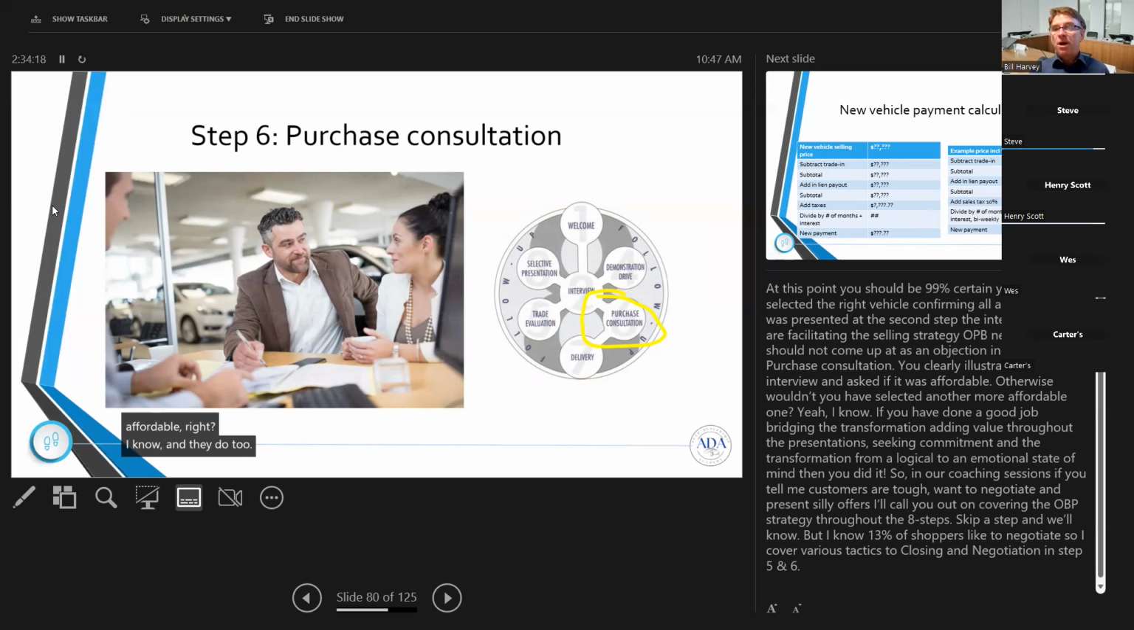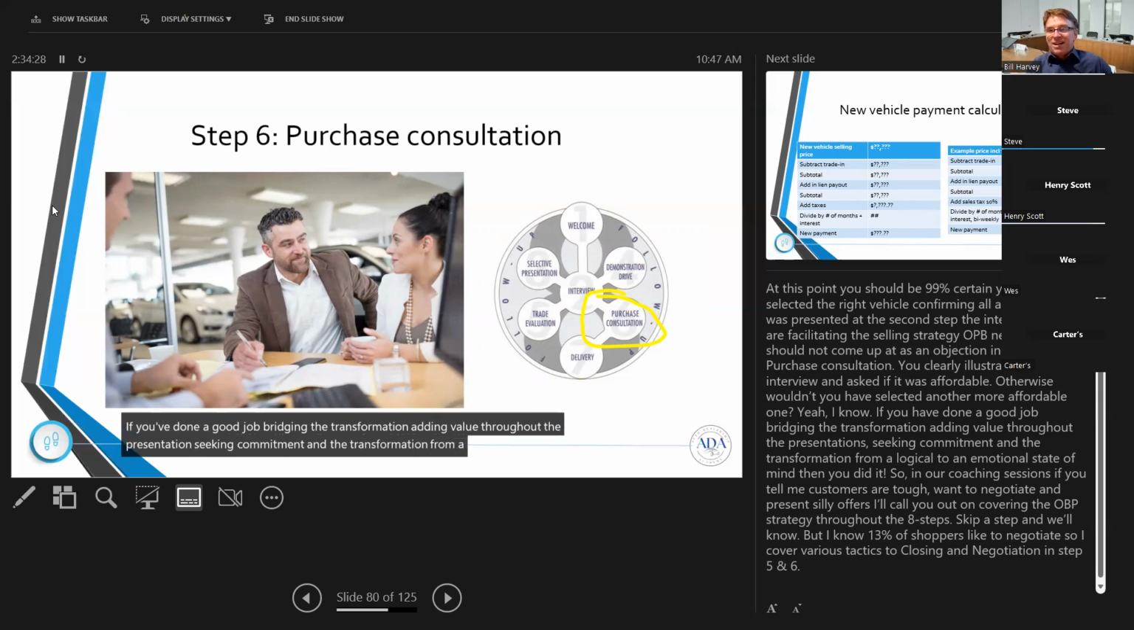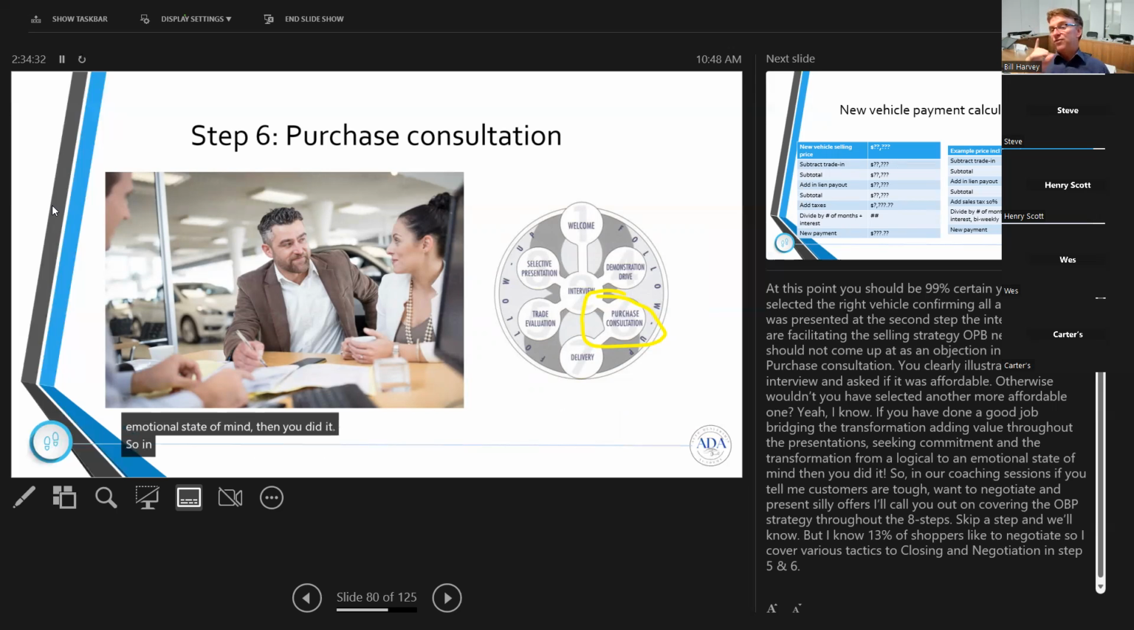If you've done a good job bridging the transformation, adding value throughout the presentation, seeking commitment, and the transformation from a logical state of mind to an emotional state of mind, then you did it. So in our coaching sessions, if you tell me customers are tough, want to negotiate, present silly offers, I'll call you out on it. I want you to walk me through the overview, benefit, permission strategy of the 8 steps to the sale. If you skip a step, you and I'll both know.